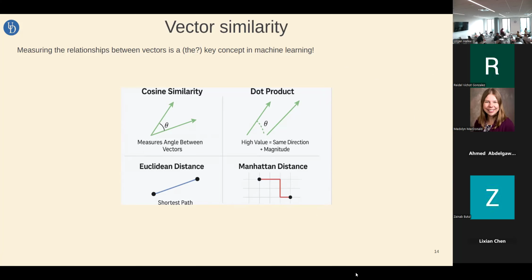Okay, and so far, questions, comments? Cool. Dot products are very important.